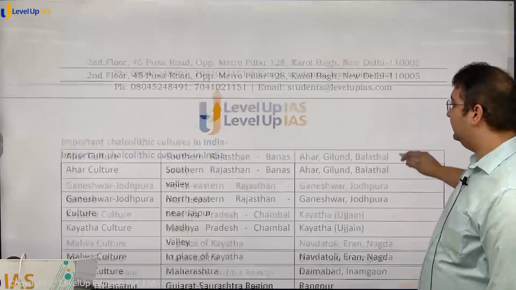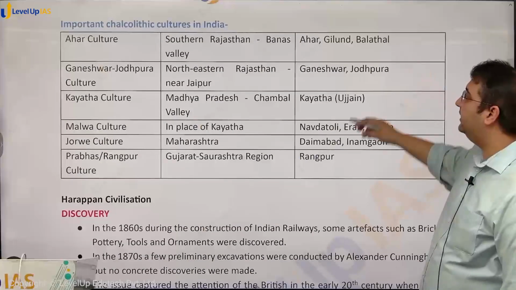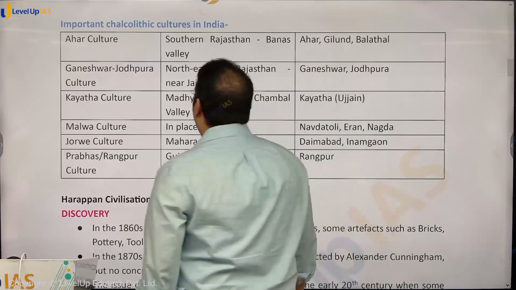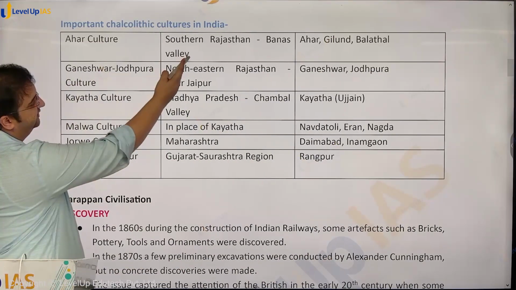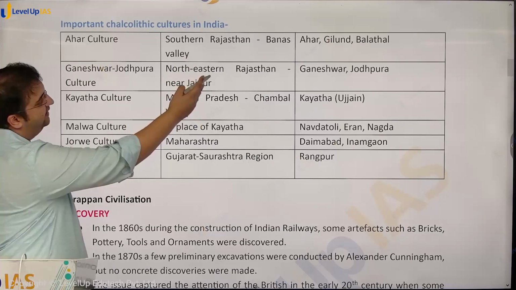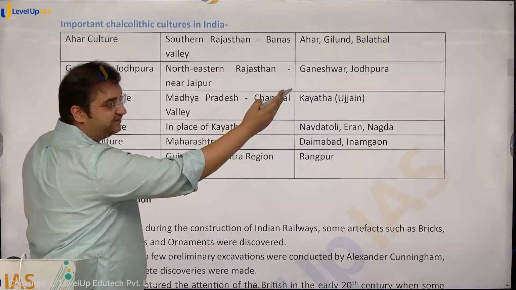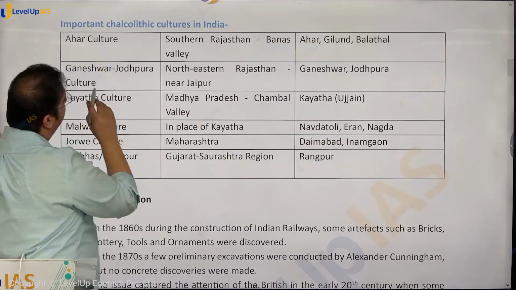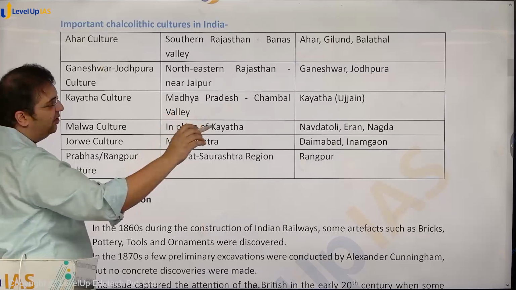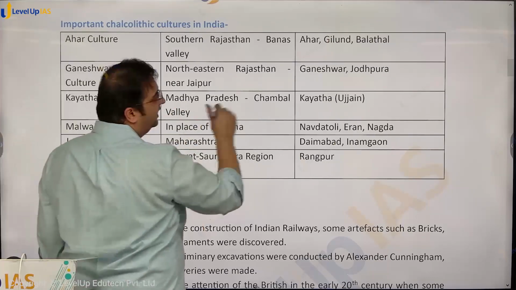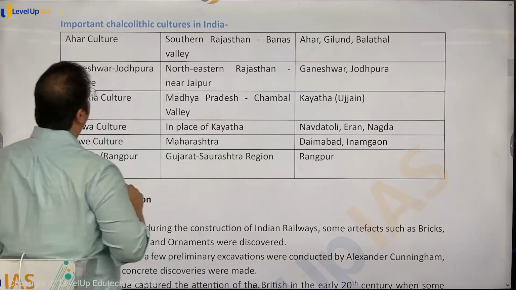Now, this is a list of all the important Chalcolithic cultures that existed in India. Ahar culture, कहाँ पर? Southern Rajasthan, Banas River Valley, Ahar, Gilund and Balathal are the important sites. Ganeshwar Jodhpura culture, northeastern Rajasthan near Jaipur. This is about 80 kilometers north of Jaipur. Ganeshwar and Jodhpura are the important sites.